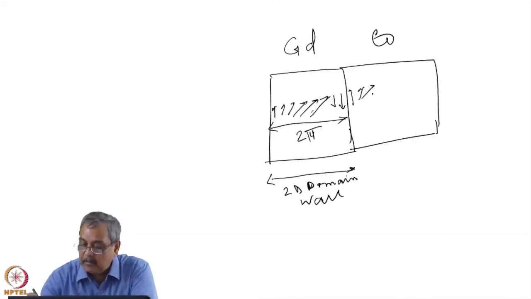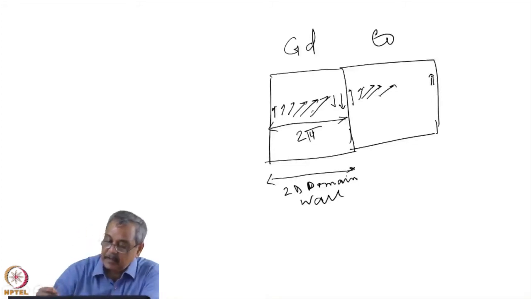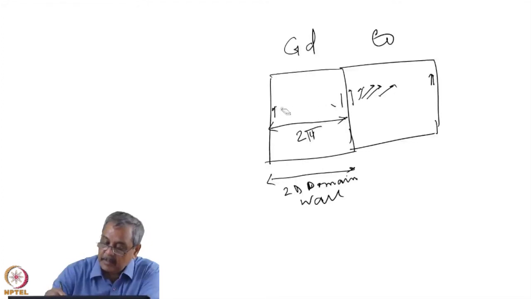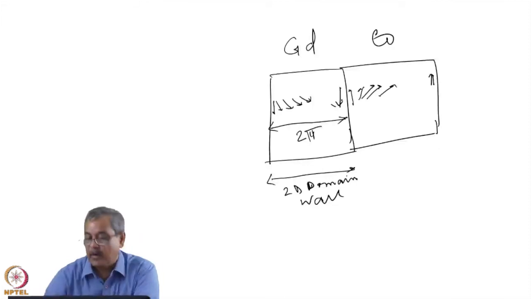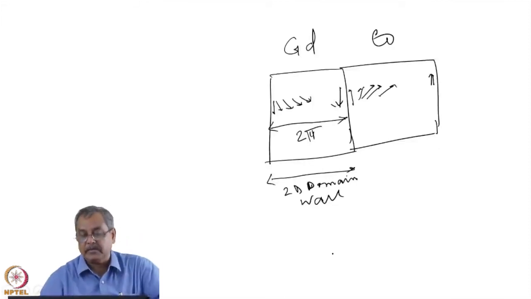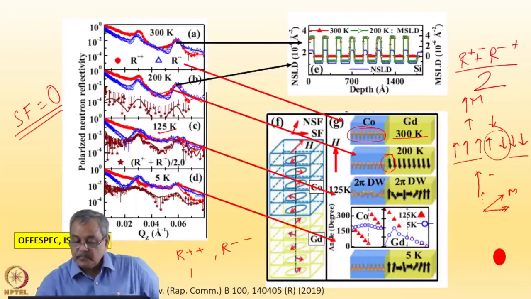Then it goes down, rotates around, and then goes down. I am sorry, because it has to go to 2π, by mistake I have made it π. So it rotates and finally comes back to the same orientation here. Here also I made a mistake. If I start from here, it should be down, then it keeps rotating 2π and finally comes back as down. So this is a 2π domain wall structure, and this is what we show here.